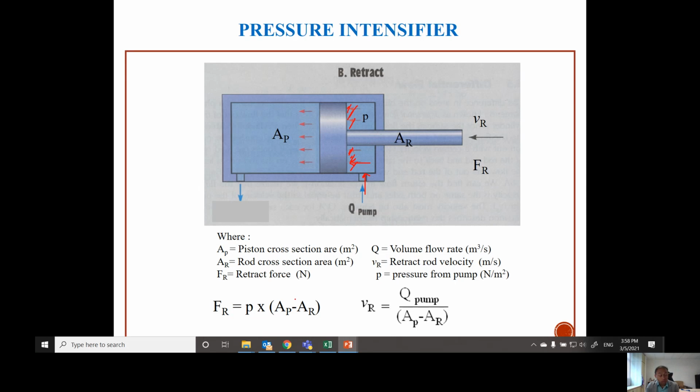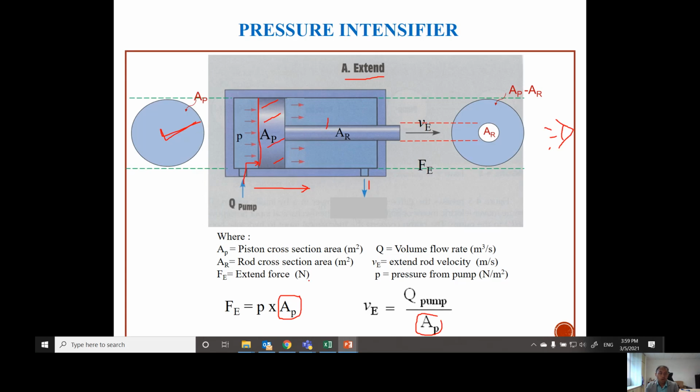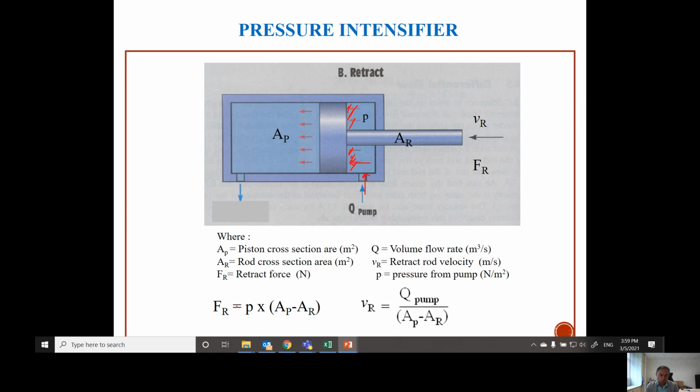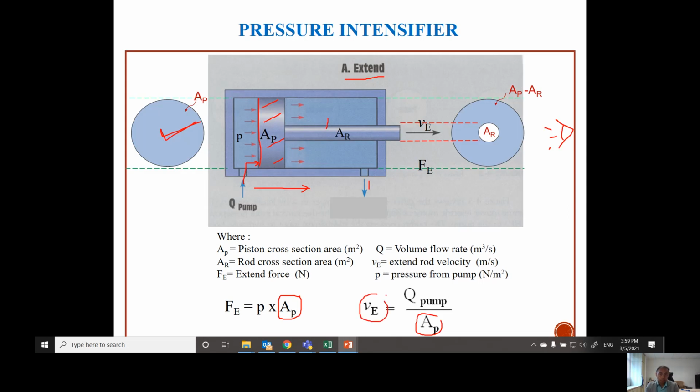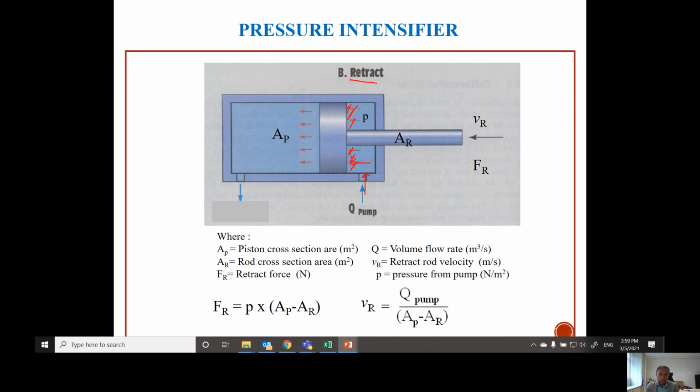Okay, now I want to ask you, of course you can answer it on your own. From this formula, what can you say between the force during extension and during retraction? Which one is bigger than the other one? You have to analyze based on the formula. Same question for velocity. Between extension and retraction, which one will give a higher velocity? During retraction or during extension? So you have to see how the mathematical formula is arranged, and from there you should know which one is higher and which one is smaller.